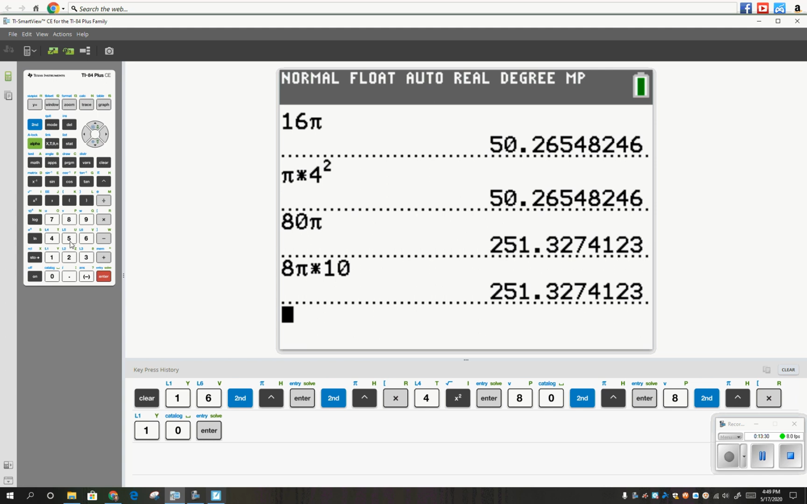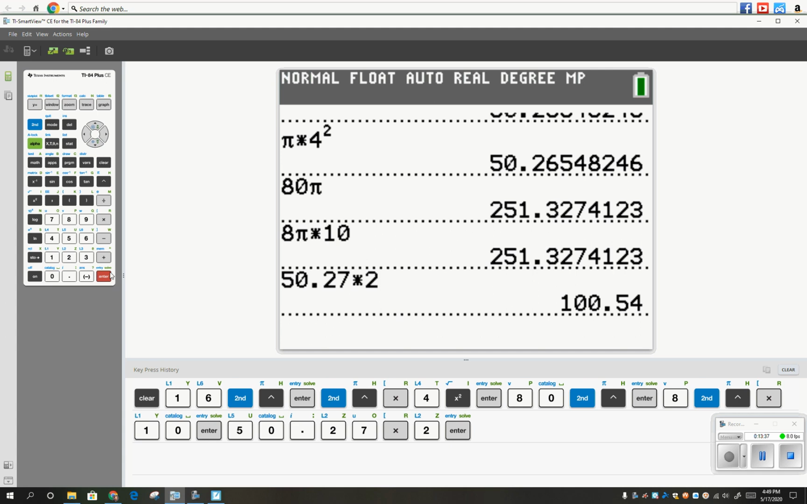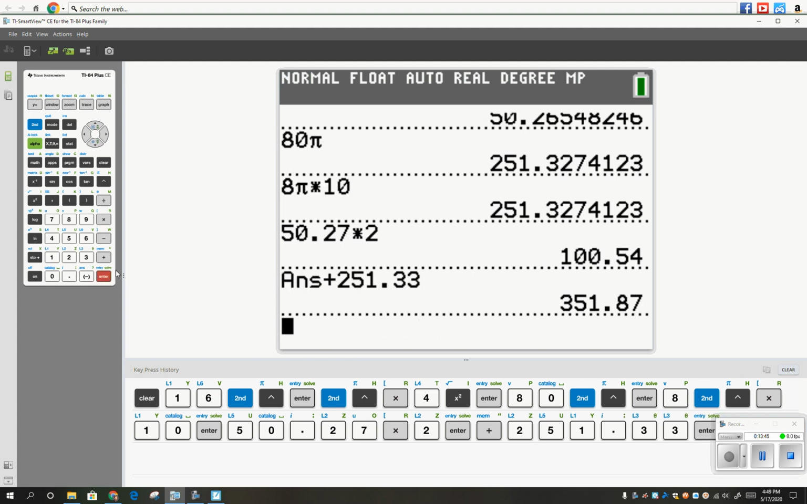So all I'm doing there is 50.27 times 2. So I got the 100.54, and I add 251.33, and I get 351.87. Now we are using a rounded number here. Schoology, when you type in your answers, is set up to accept that answer with the rounded number.